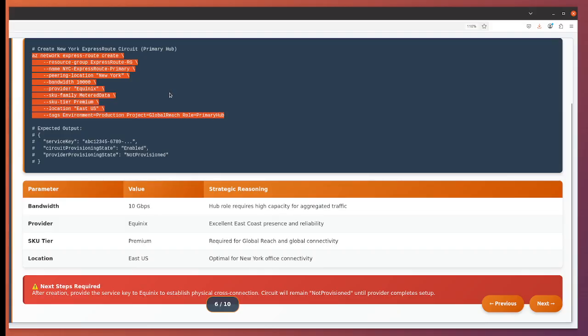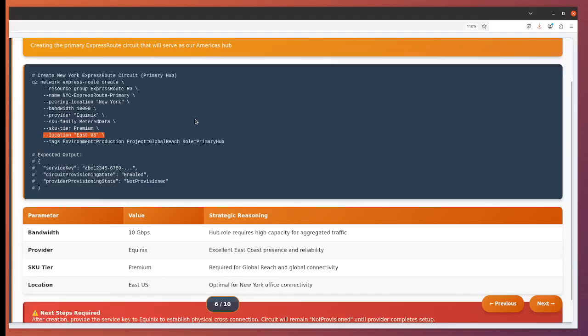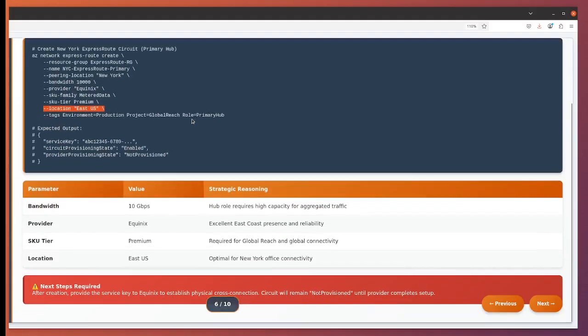The location, East US, provides optimal connectivity for our New York office, and Equinix is our chosen provider for reliable East Coast connectivity. The bandwidth selection of 10 Gbps reflects our hub role. This circuit will carry traffic not just for New York, but potentially for other America's locations that connect through this hub.